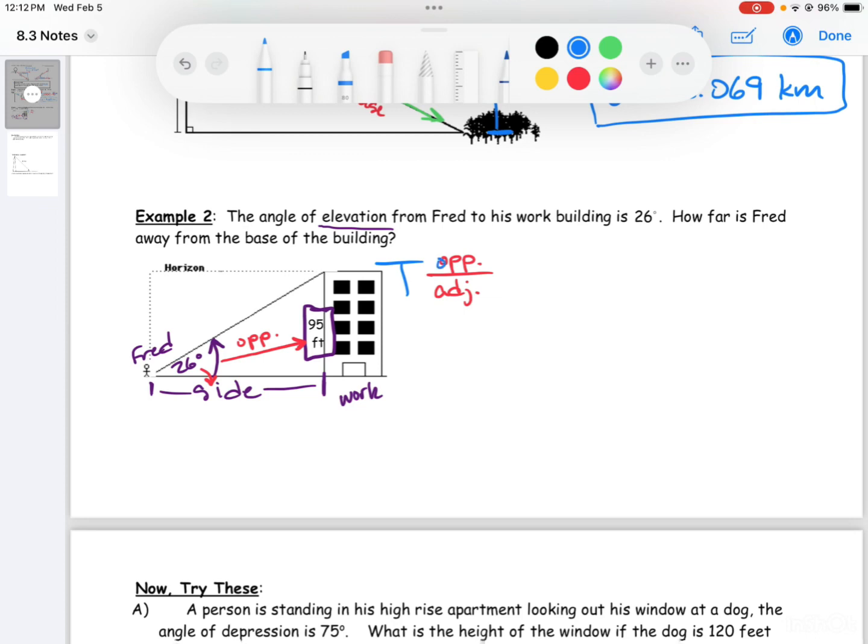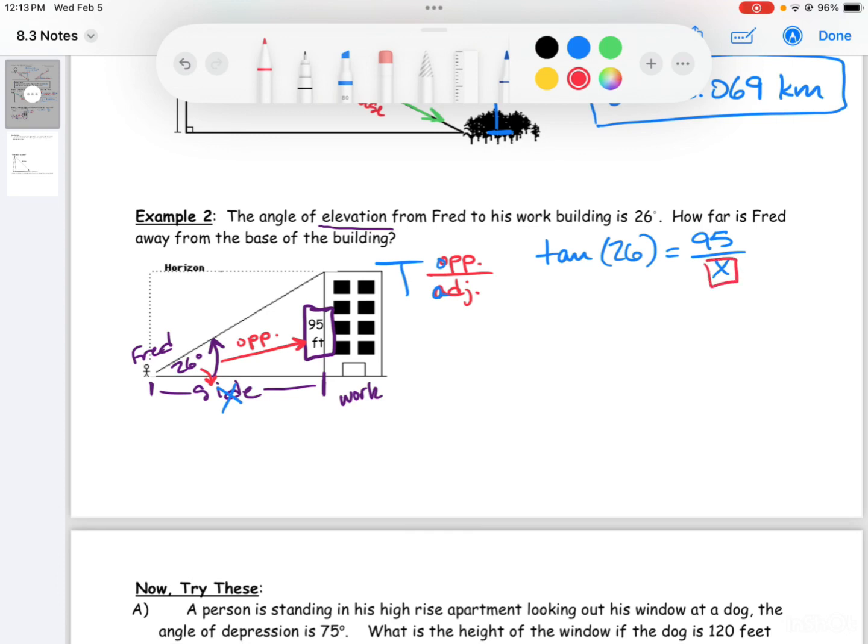That would be tangent. TOA, SOHCAHTOA, tangent. So the way we would enter this is we would say the tangent of 26 degrees equals opposite 95 over adjacent, the side I don't know. And then we would use the same process.